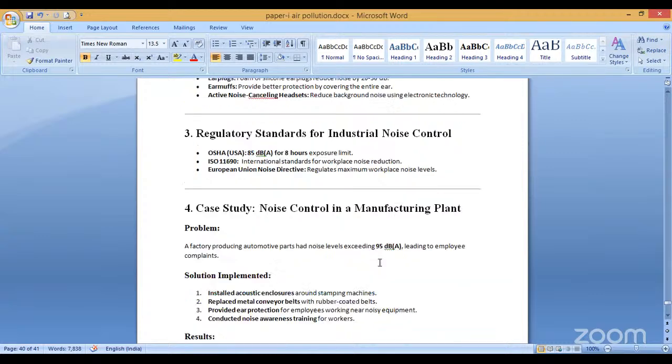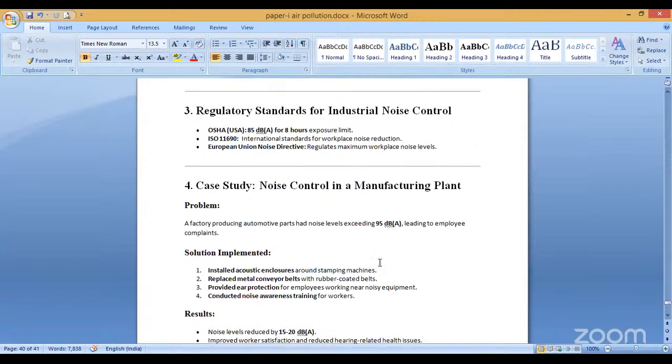The third topic is the regulatory standards for industrial noise control. OSHA USA: 85 decibels for 8 hours is the exposure limit. ISO 1690 is the international standard for workspace noise reduction and the regulation of noise pollution.